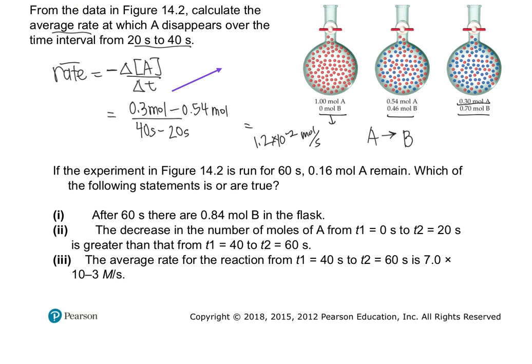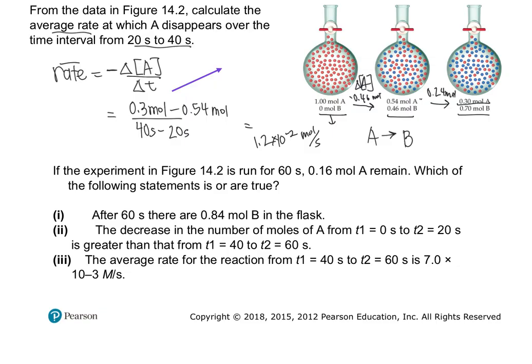All right, you can see though that in the first case, the reaction is happening a lot faster in the first 20 seconds, because we have a bigger reduction of A from time 0 to time 20 than we do from time 20 to time 40. In this case, our delta A, or change in concentration of A, is 0.46 moles. And between 20 and 40 seconds, that change in concentration is 0.24 moles. So we can see it slows down over time.